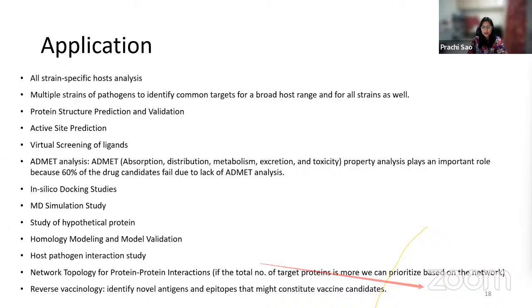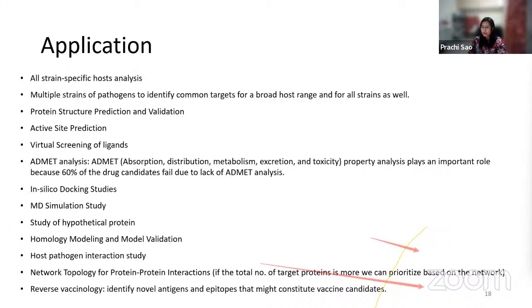Based on that, we can have multiple pathogens. We can do this study for a collection of pathogens for one single host, or a single pathogen for a collection of hosts. Then we can also see whether the protein structures are available for all the proteins we have got. If the structures are available, we can again go for docking studies and other ligand and potential pharmacological studies, the dynamics and other stuff.